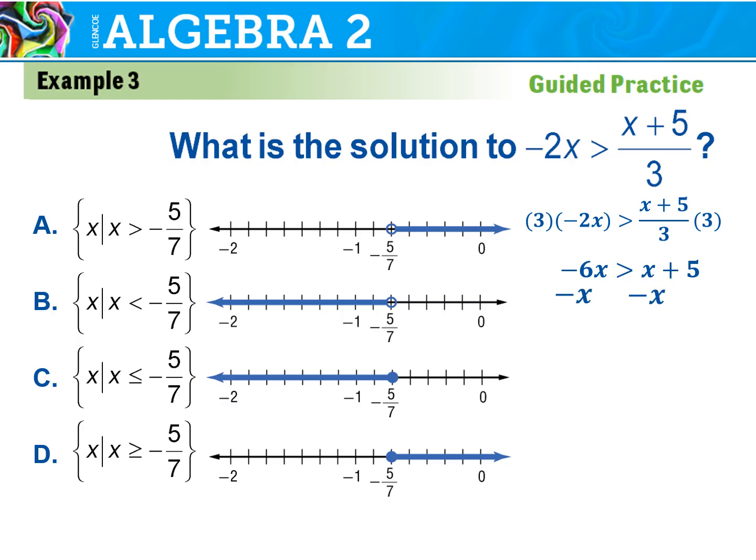Get the x's on one side. Negative 7x is greater than 5. But we need to divide both sides by -7, which means we're going to have to switch our inequality sign around. And 5 divided by -7 is -5/7. And that would be option B.